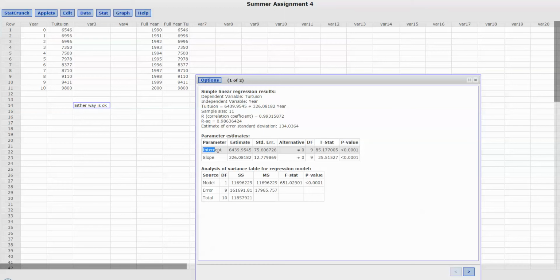It'll either be called intercept or constant, and that will be this number. And then the other number underneath, in this case it says slope, but it might be, for our example, tuition. It would say tuition. The constant is always the upper one. The slope is always the bottom one. This is always where these numbers will be. Nothing else is important until we go over it, and most of this isn't important ever.